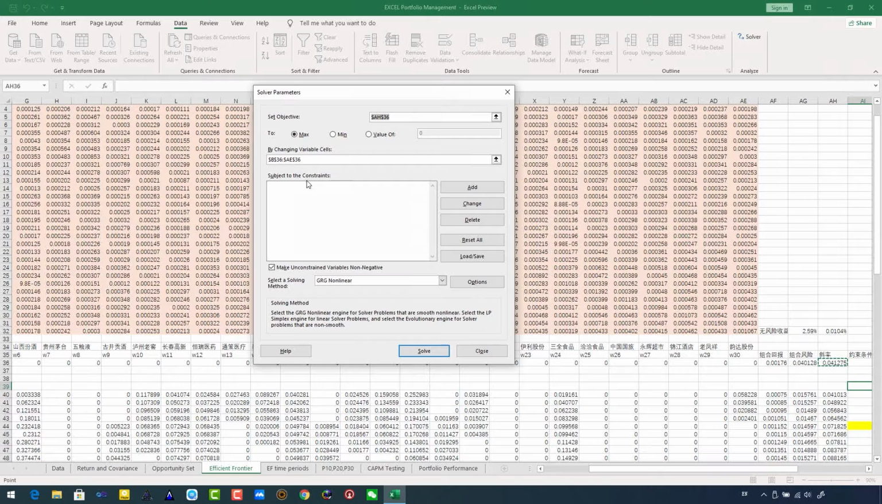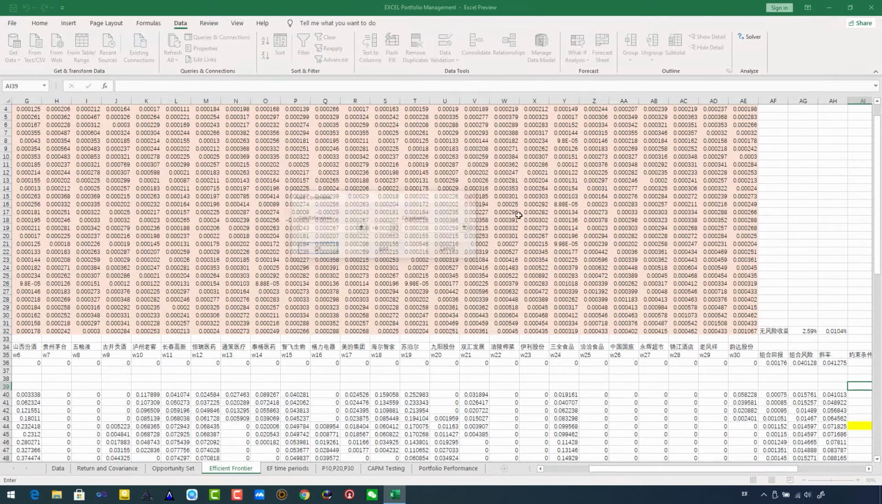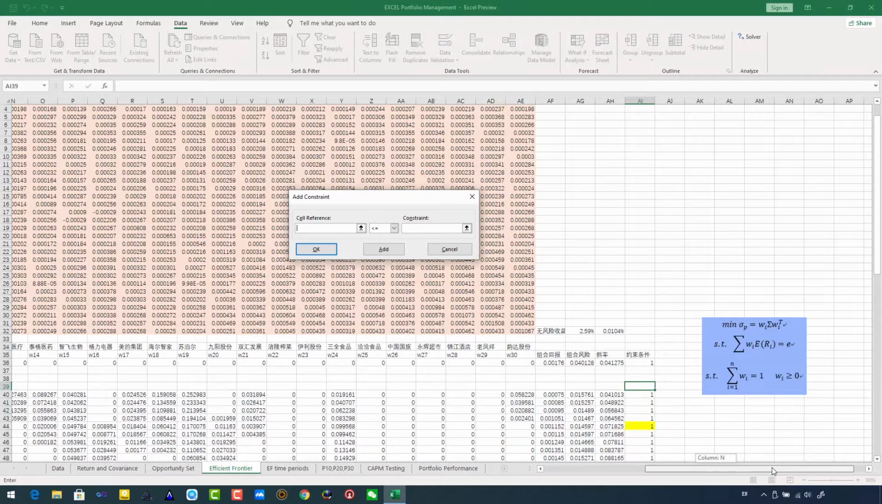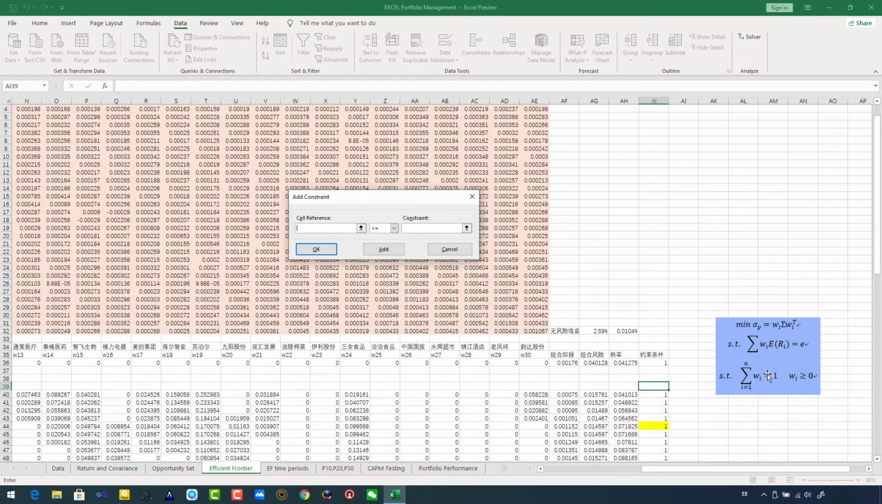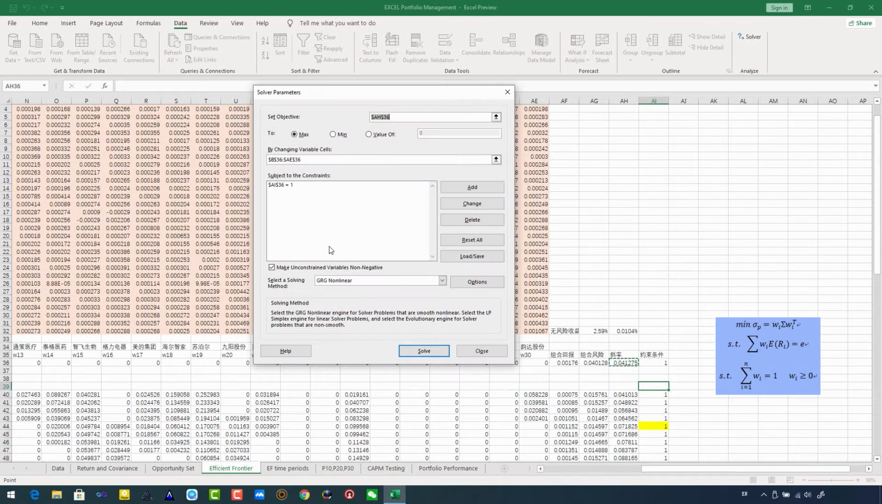Now let's have a look. For the subject to the constraints, we need to add one. One of the constraints is that your sum of weight should equal 1. So here we choose this sum of weight, it's AI36, and make it equal to 1. And then you click OK. You will see that this constraint is added to your Solver.